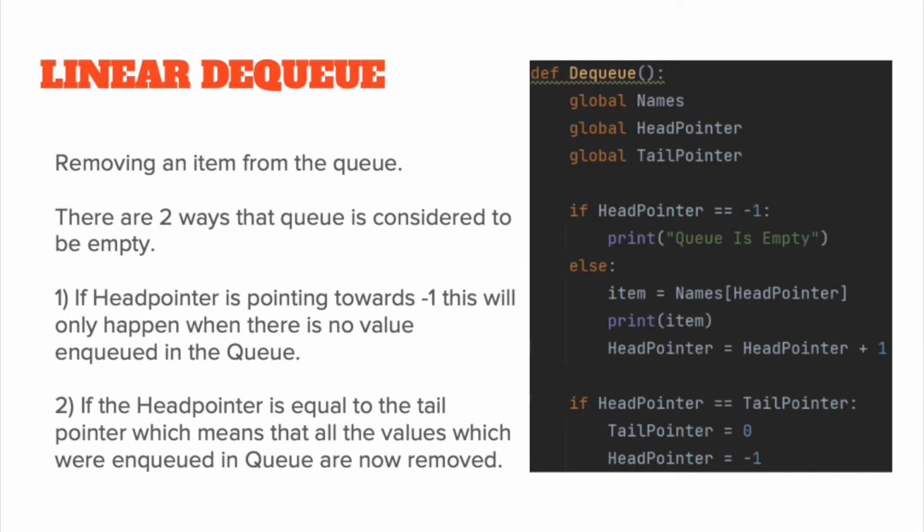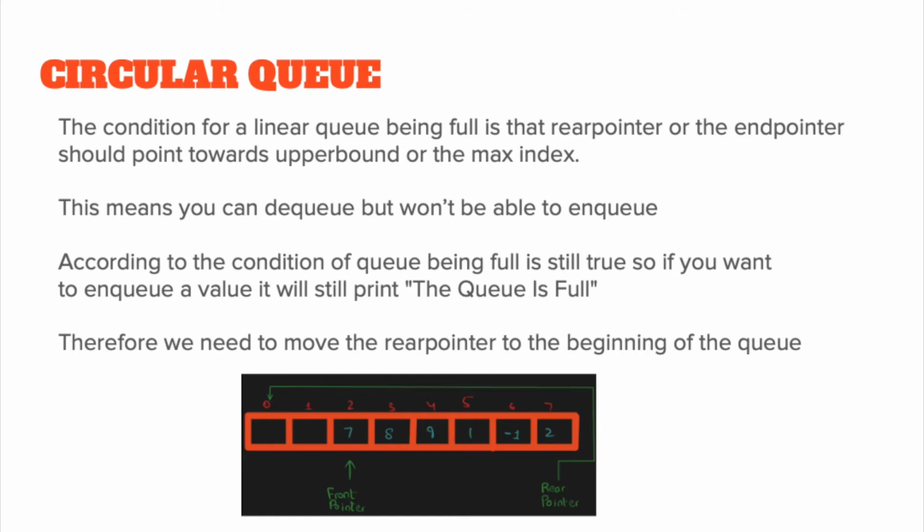If head pointer eventually reaches the tail pointer, we can say that all the values are removed or the queue is empty, or we can reset the pointers to create something called a circular queue. And that's something we're going to look at next. What could happen in a linear queue is that you can reach the end and that's it, and you're stuck, you can't do anything. That basically means the only function you can do is the dequeue function, but you won't be able to enqueue anything.